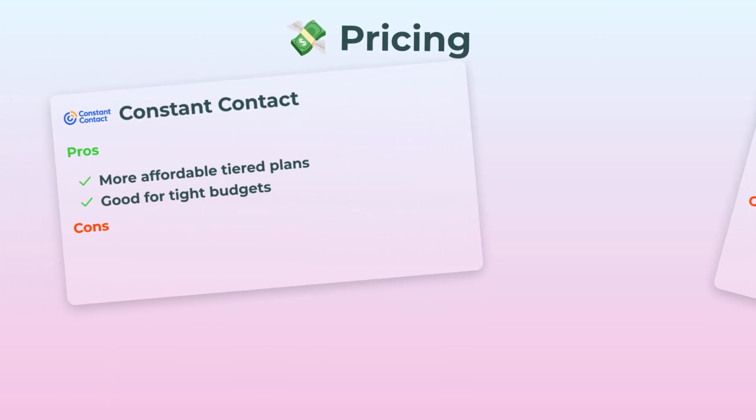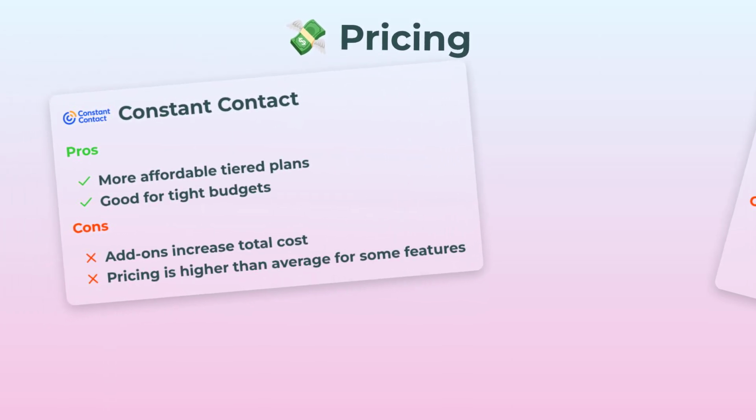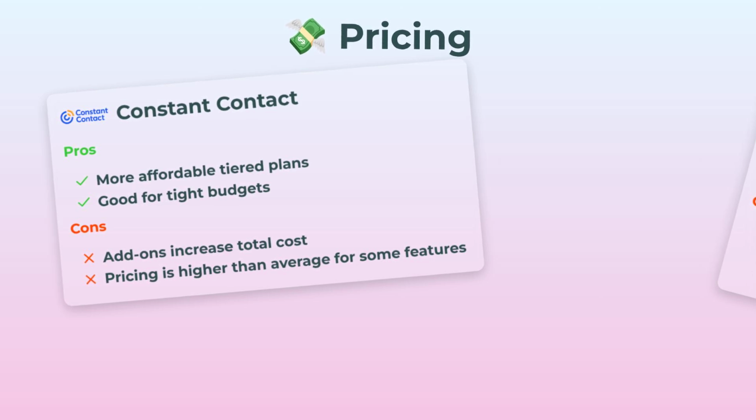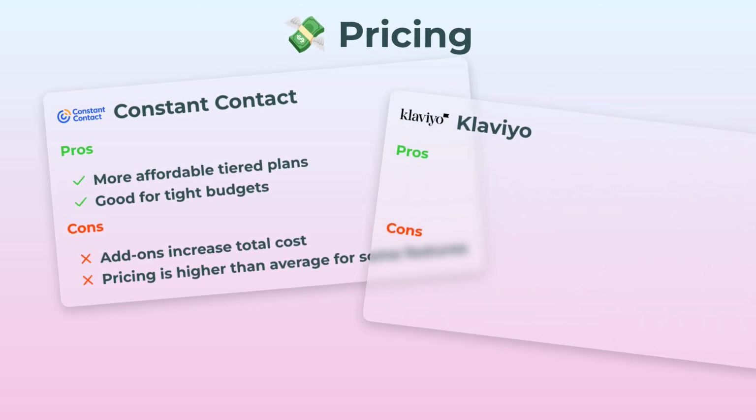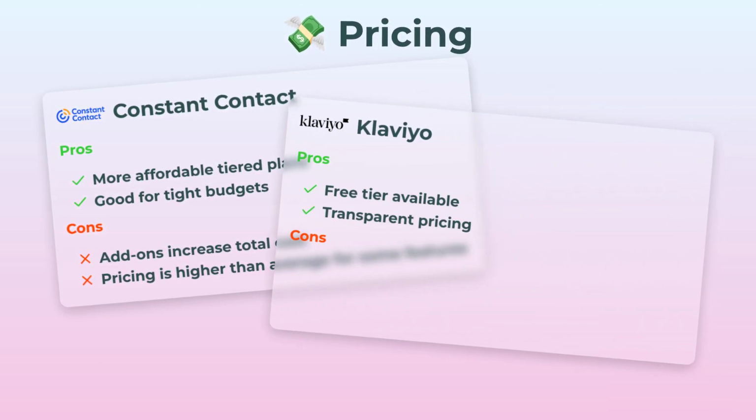Constant Contact's pricing is honestly pretty friendly for folks watching their budget. You get affordable tiered plans, which is perfect if you're just starting out or trying to keep costs low. But keep an eye out for add-ons. Those can sneak up and bump up your total cost, and for some features, they actually price a bit higher than the average. Now, Klaviyo enters the ring with a free tier.